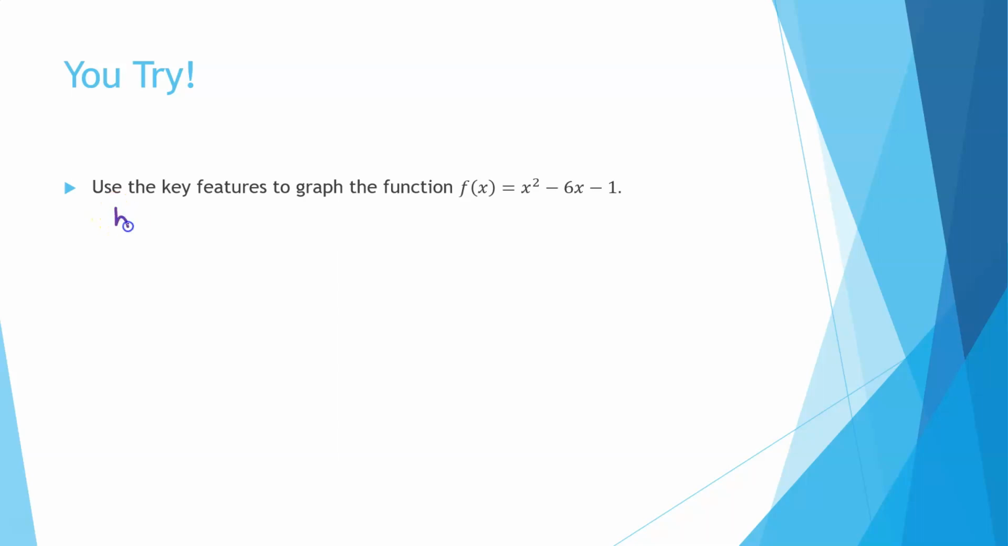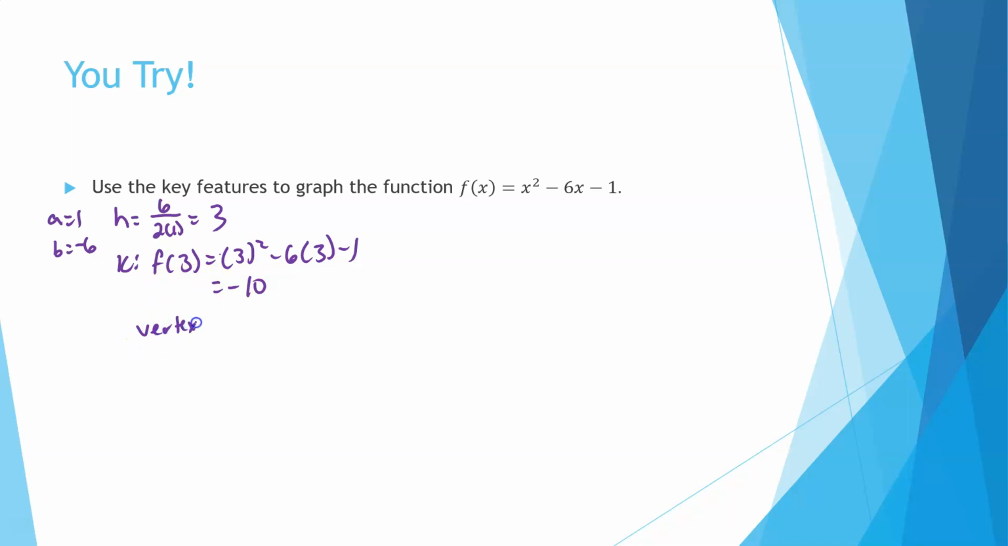Okay, so first I find my vertex. My A is 1, my B is negative 6. So opposite of 6 is positive 6 over 2 times 1. My H is going to be 3. For K, I'm going to plug it in. F of 3 is 3 squared minus 6 times 3 minus 1. When I type that into my calculator, I got a negative 10. So my vertex is 3, negative 10, which means my axis of symmetry is the vertical line, x equals 3.